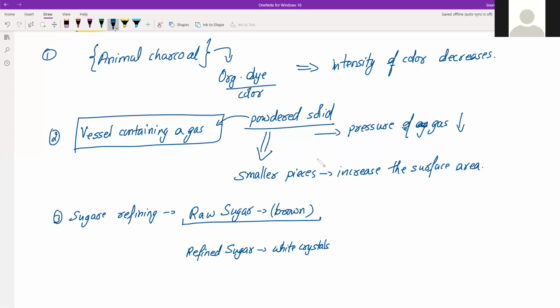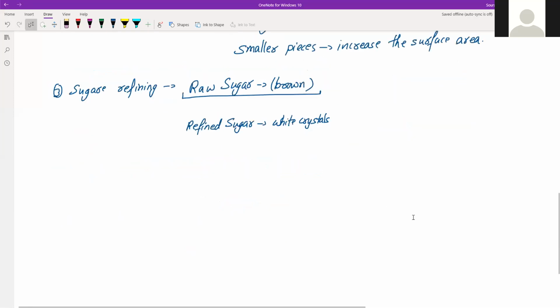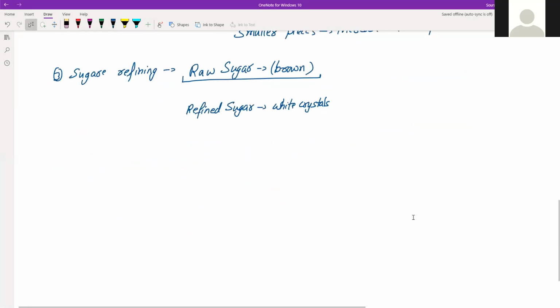That means this raw sugar had some, not impurities, actually they are nutrients, but a little dark or brown in color, right? And so what they did is they wanted to make it more sellable initially. So what they did is the sugar, whatever we got, they wanted to refine it.